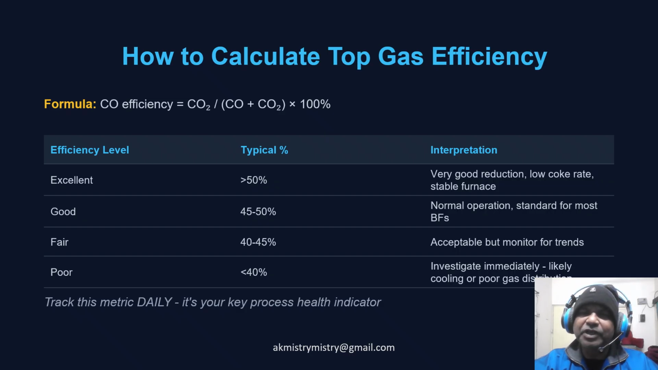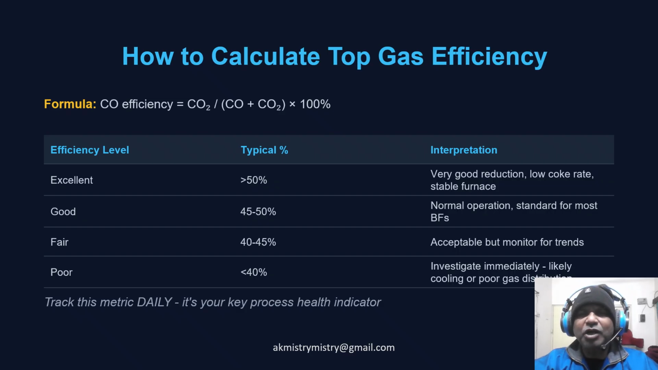Values of 40 to 45% are fair but should be monitored closely for trends, while any sustained value below 40% is poor and requires immediate investigation for cooling or gas distribution problems. This parameter should be tracked every day as a key process health indicator.